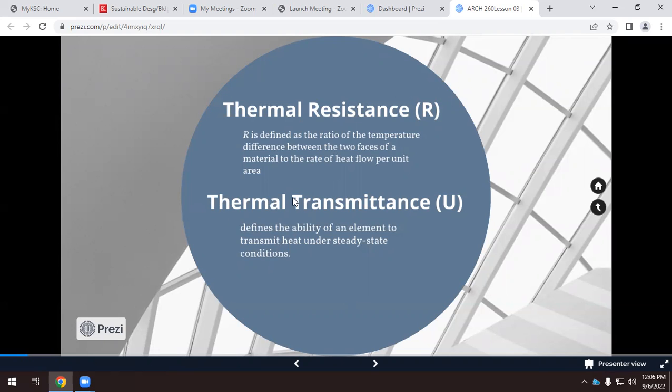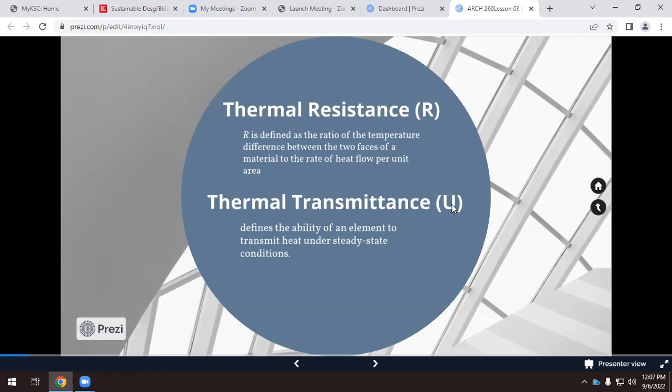Another concept, the thermal transmittance, defines the ability of an element to transmit heat under steady state conditions. Well, the relationship between thermal resistance and thermal transmittance is very easy. The thermal transmittance is 1 divided by R. So if we have a high thermal resistance, we have a very low thermal transmittance. That's it. If we understand one of the concepts, we understand the other one. Very high thermal resistance means very low thermal transmittance.